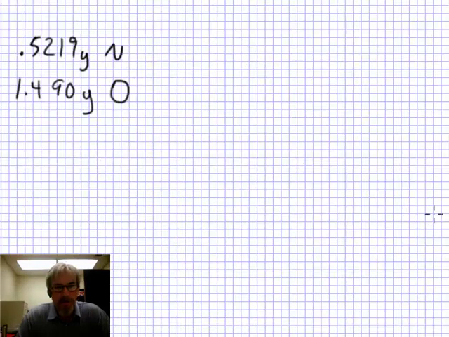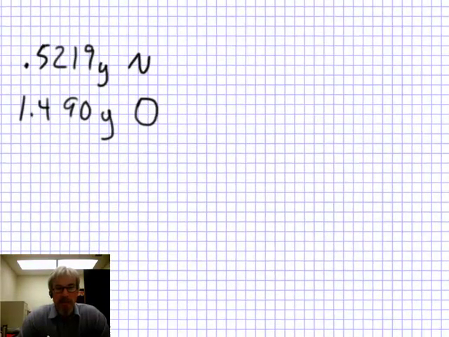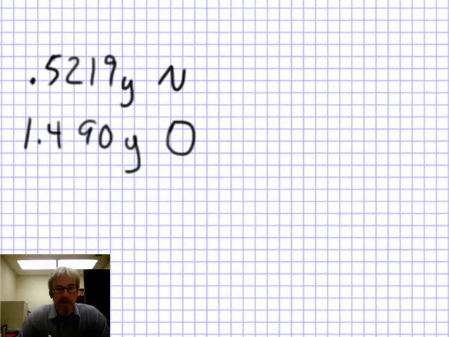After recording this, I decided that I should go back and throw in another example because we really haven't seen a time where our ratio doesn't work out to whole numbers, and it'd be nice for you to know how to do that. So I made up a new example here. We have a compound that has nitrogen and oxygen in it. It's got 0.5219 grams of nitrogen and 1.490 grams of oxygen. And our job here is to find what's the empirical formula.